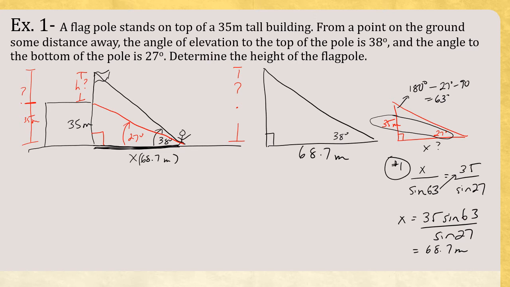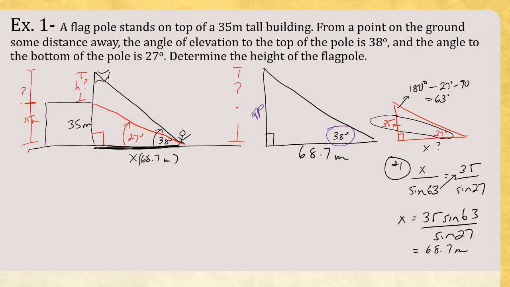I have a 90-degree triangle. I have two pieces of information that's not the 90 degrees, so I can use SOHCAHTOA. Again, you could use sine law or cosine law. I'm going to stick to SOHCAHTOA just to change it up. So here's my reference angle.